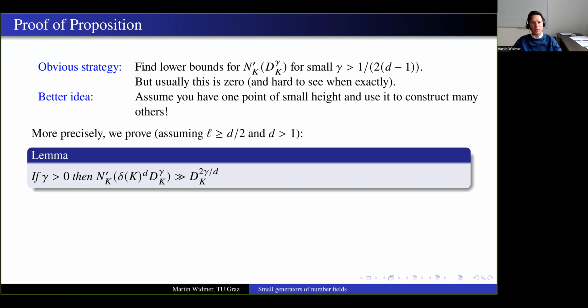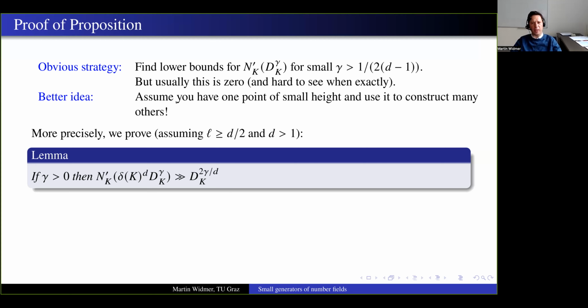And so an obvious first idea might be, let's try to lower bound n prime at d k to the gamma, where gamma is just slightly above the threshold, the Silverman exponent threshold. But that's not really a useful idea, because usually you can't give a non-trivial lower bound on this that works for most k, or at least it's difficult to do that, because you don't really know when this thing is zero, for which gammas this is zero.